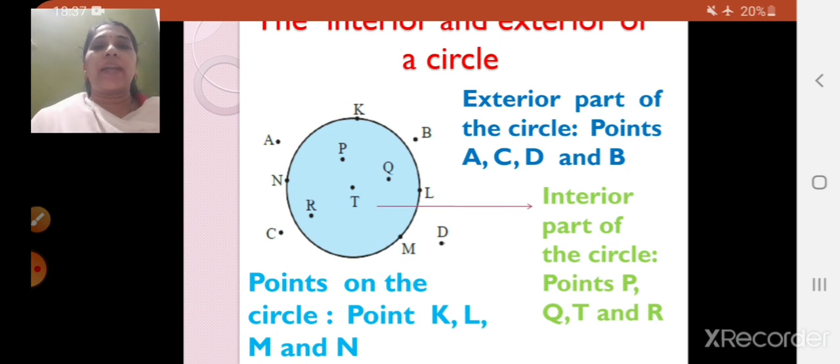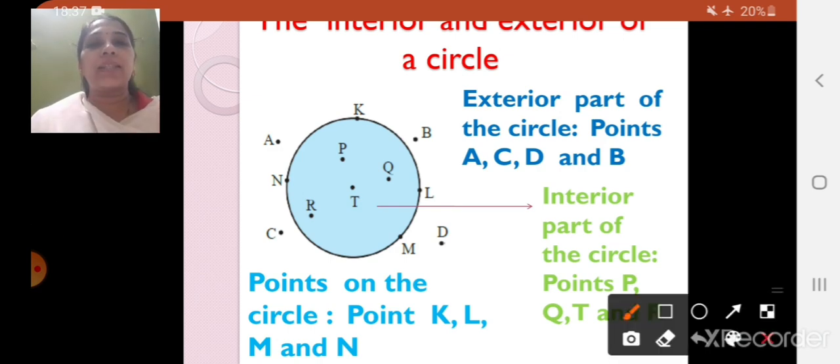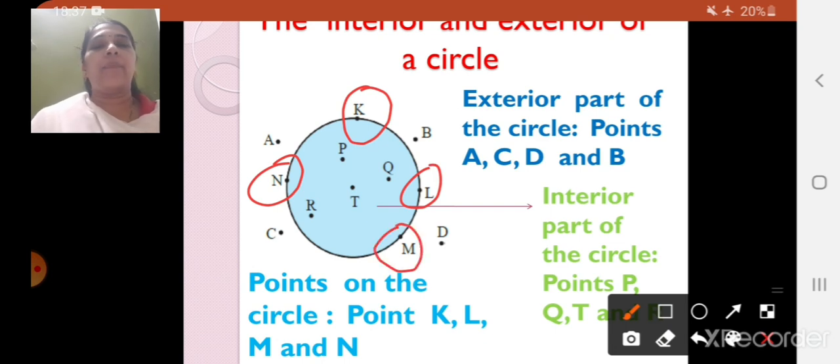Now we are going to find out the points on the circle. So the points on the circle are what? You can see in the figure, points on the circle are K, N, L and M, right? So the points on the circle are points K, L, M and N. So I hope students you have understood the interior and exterior of a circle.